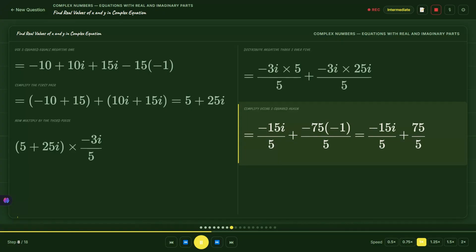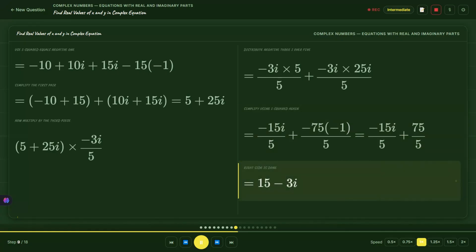Now let's split into equal parts by 5. 75 split by 5 is 15. And -15i split by 5 is -3i. So the whole right side is just 15 take away 3i, nice and clean.